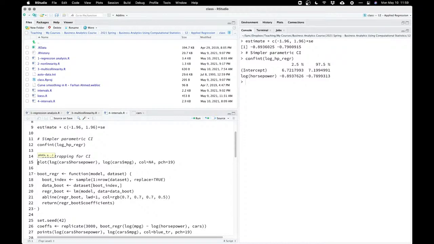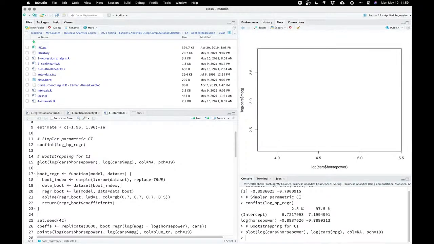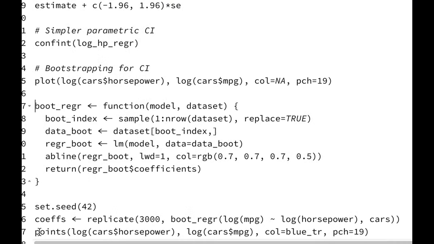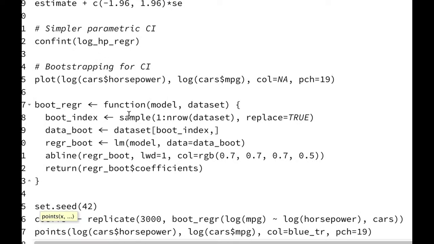But what I could do is just bootstrap this whole thing. And I've given you the code for it, and this is what it looks like. Essentially, I'm doing a replicate 3,000 times, where I'm taking this regression formula and resampling the data, but this time, notice I'm resampling the rows of the data. I'm taking all the cars and resampling the rows. So I'm just using some number of the rows. Some will be duplicated, some will be missing. I'm resampling the rows of data.